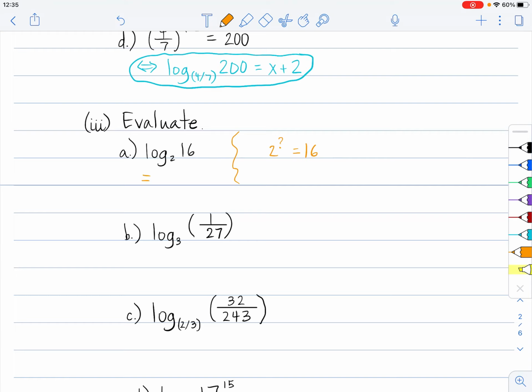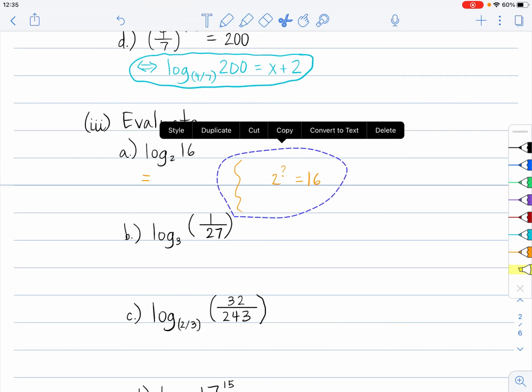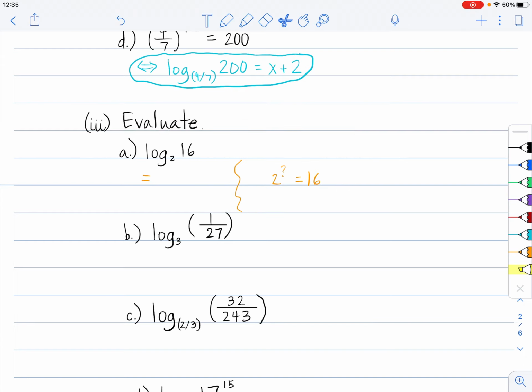I do want to note that I am doing my side work on the side. If you do need to ask yourself this question, that is perfectly fine. But again, it just should be side work. Okay, now 2 to what power gives me 16? Or sometimes it will be helpful to write both sides in the same base. And 2 times 2 I know is 4, times another 2 is 8, times a fourth 2 is 16. So log base 2 of 16 equals 4. All done.